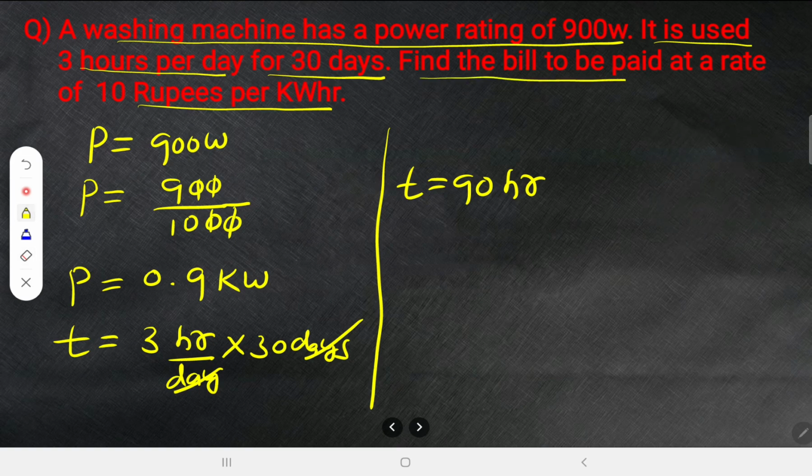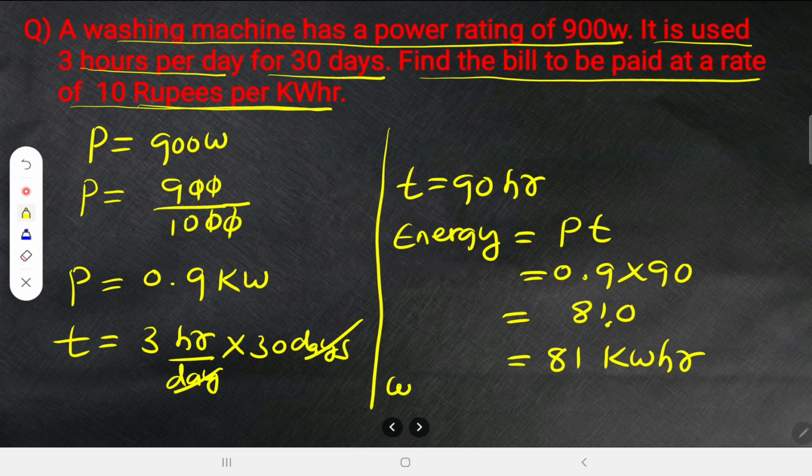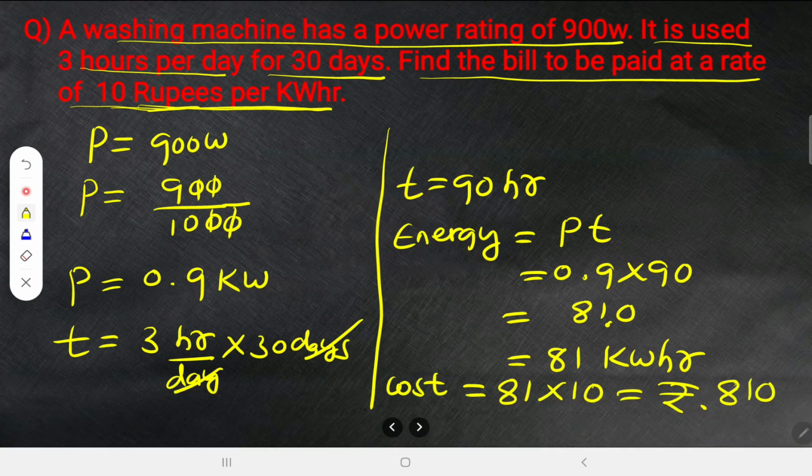Now they are asking us to find the bill to be paid at a rate of 10 rupees per kilowatt hour. First of all, let us find the electrical energy. Electrical energy is equal to PT. Power is 0.9 kilowatt into time 90 hours. 9 into 90: 9 9s are 81, and with one decimal point it becomes 81 kilowatt hour. Now cost of electricity: for 1 kilowatt hour we pay 10 rupees, and we have used 81 kilowatt hour, so it becomes 810 rupees. So 810 rupees is the cost.